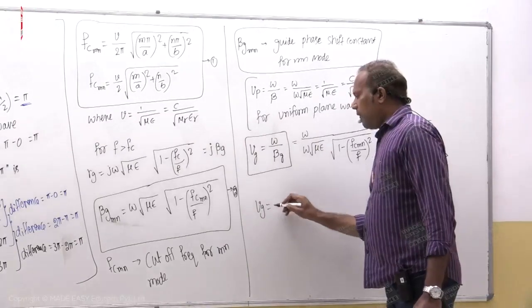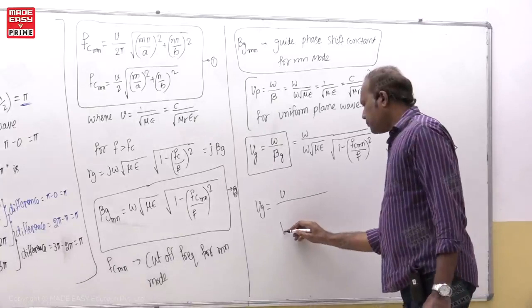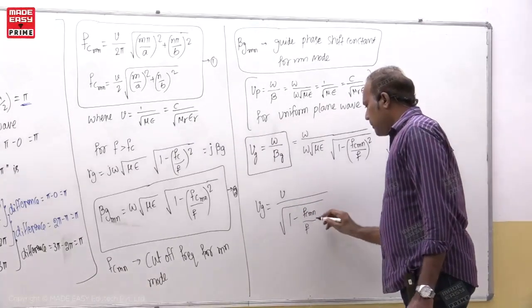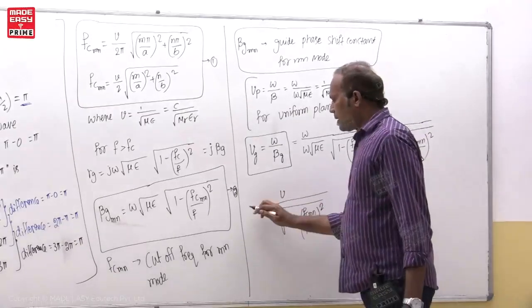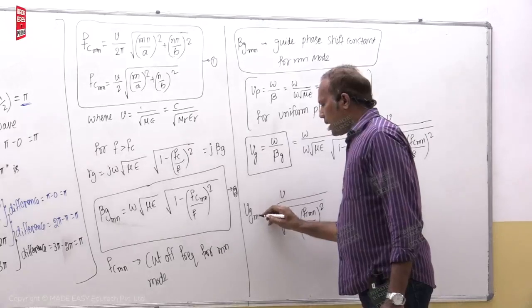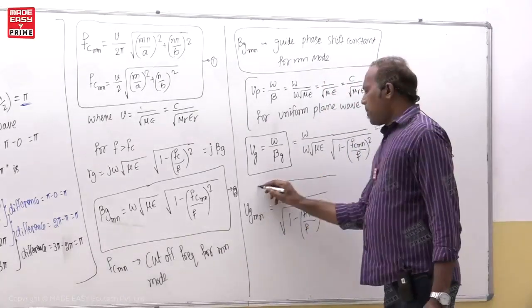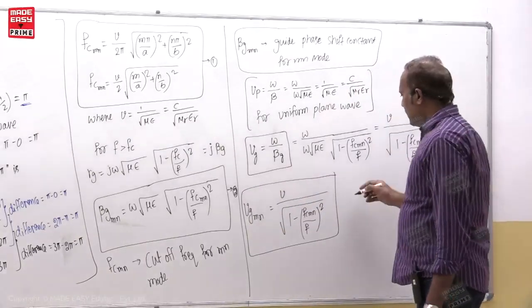Now guide phase velocity is equal to v divided by root of 1 minus (fc mn divided by f) whole square. This is the guide phase velocity for mn mode, student, this one mn mode. Now here one by one I will write.